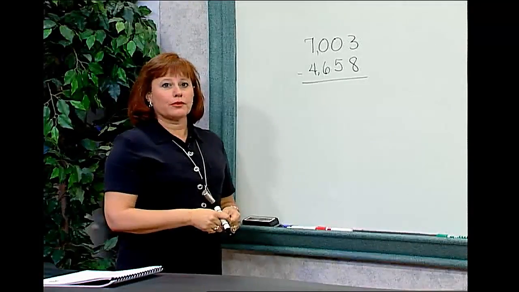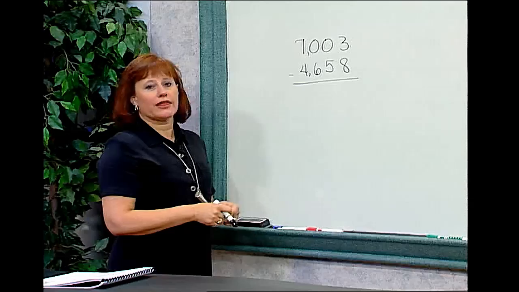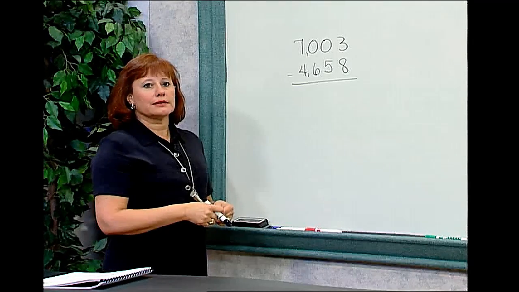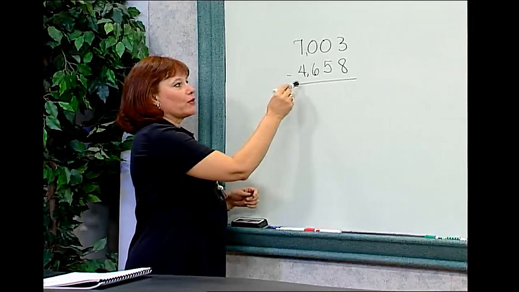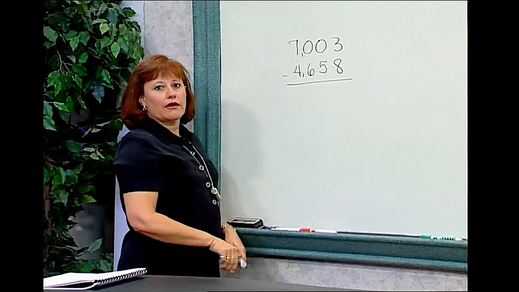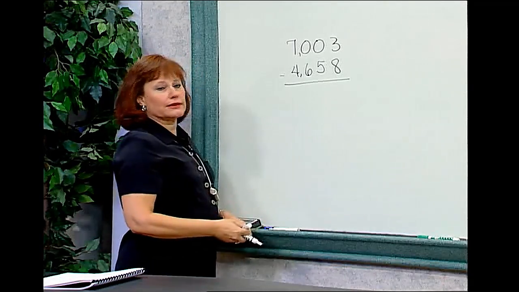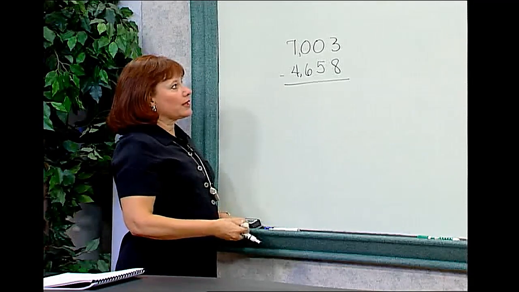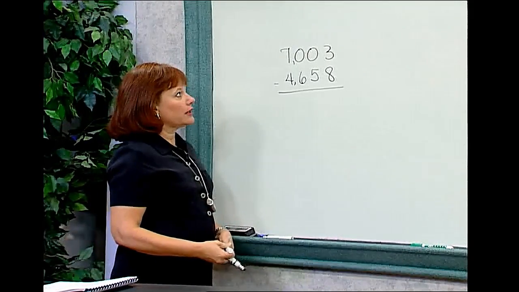For our second example, we are going to deduct 4,658 from 7,003. Deduct is a math word that means to take away. So we're going to take away 4,658 from 7,003. When we start our subtraction process, we notice in the ones column that we cannot subtract 8 from 3, so we're going to have to do some borrowing.